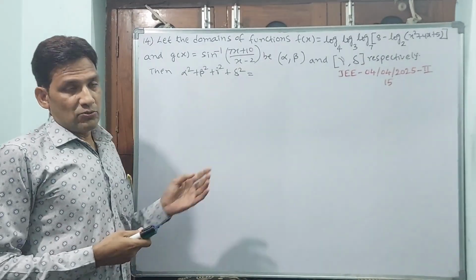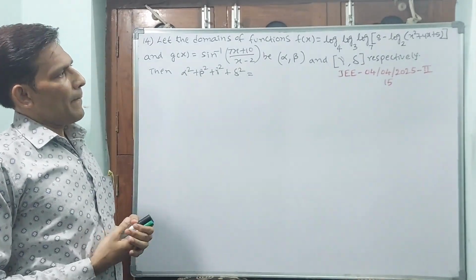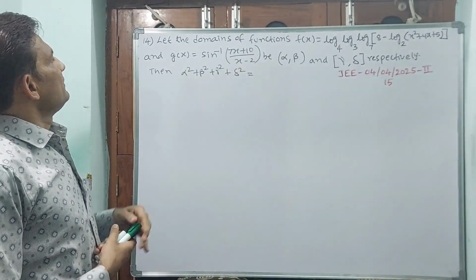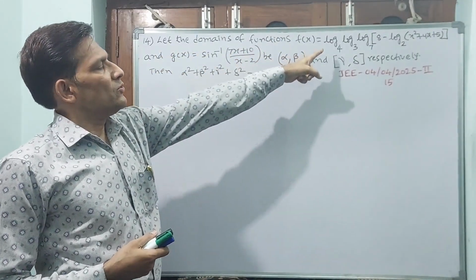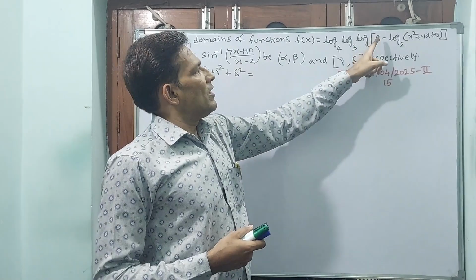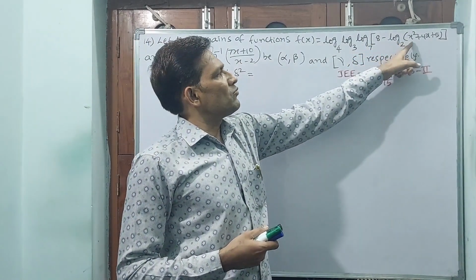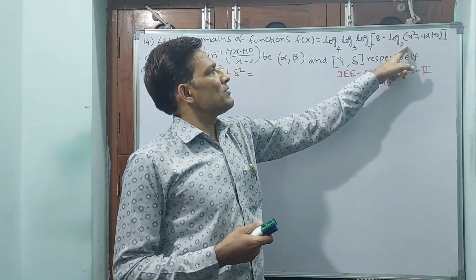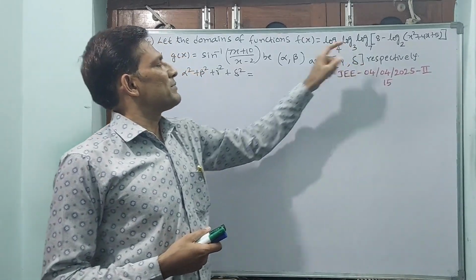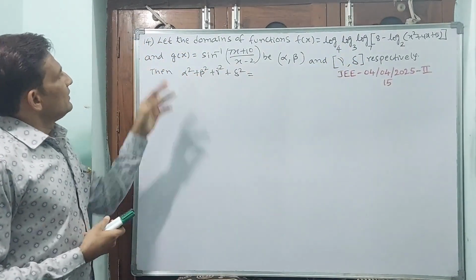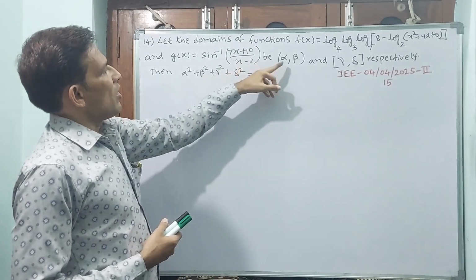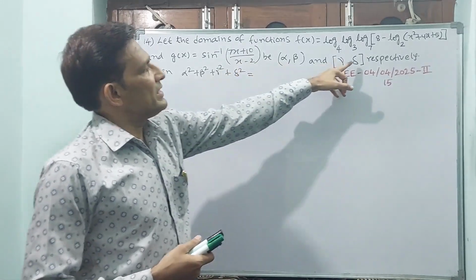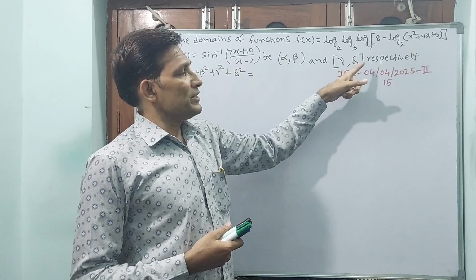Okay, let us see this question, a little bit complex question. Carefully, how to do this question. Let the domains of the functions f(x) = log base 4 of log base 3 of log base 7 of log base 2 of (8 minus log of (x² + 4x + 5)), and g(x) = sin inverse of (7x + 10)/(x − 2), be (alpha, beta) and [gamma, delta] respectively, open interval, closed interval.